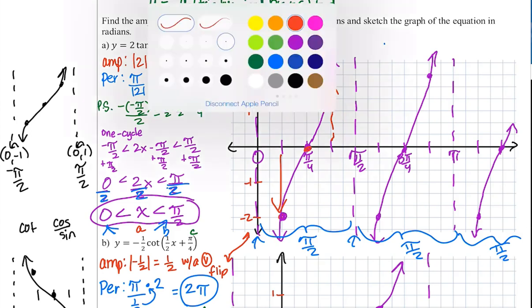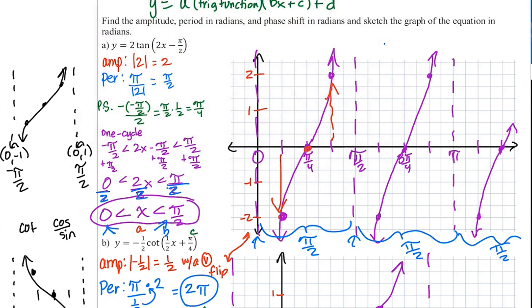And I do want to point out the phase shift because I haven't really done that yet. Typically, the tangent function, the parent function of the tangent function, will pass on the y-axis at 0, 0. That's what it does. And you can see that that point has been shifted right, pi over 4. So there's your phase shift.